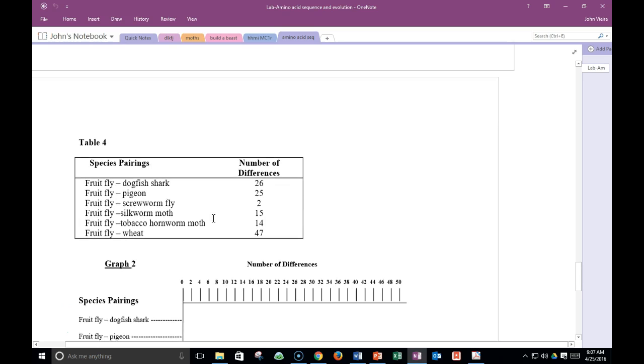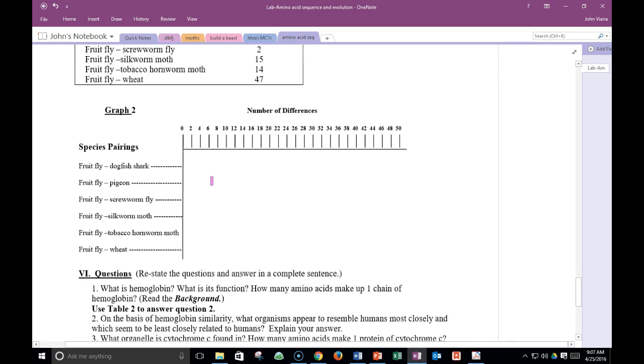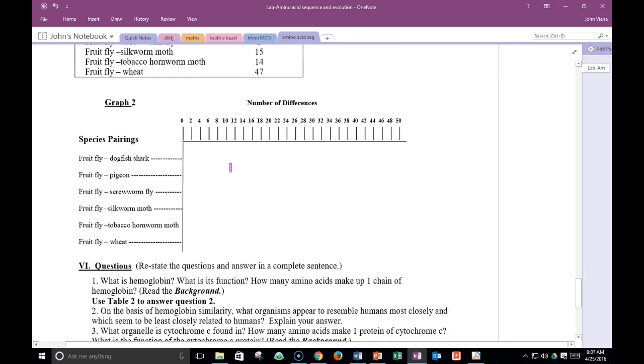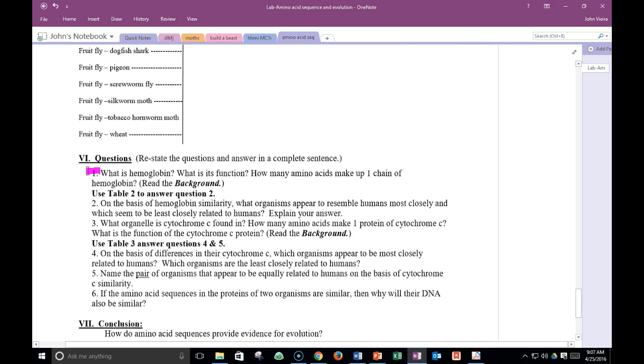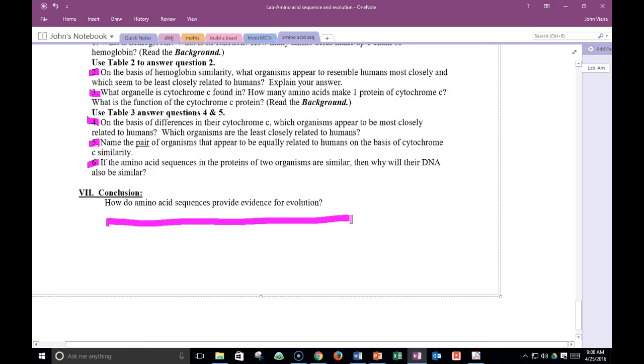Now, instead of looking at humans, let's look at the difference between a fruit fly and other species, looking at the differences in that same protein, cytochrome C. And then you're going to do the chart here. After you've done all that, you're going to answer these 6 questions and submit them in your Schoology assignment, along with answering this question: how do amino acid sequences provide evidence for evolution? You're going to answer that in a couple of sentences, also in that Schoology assignment.